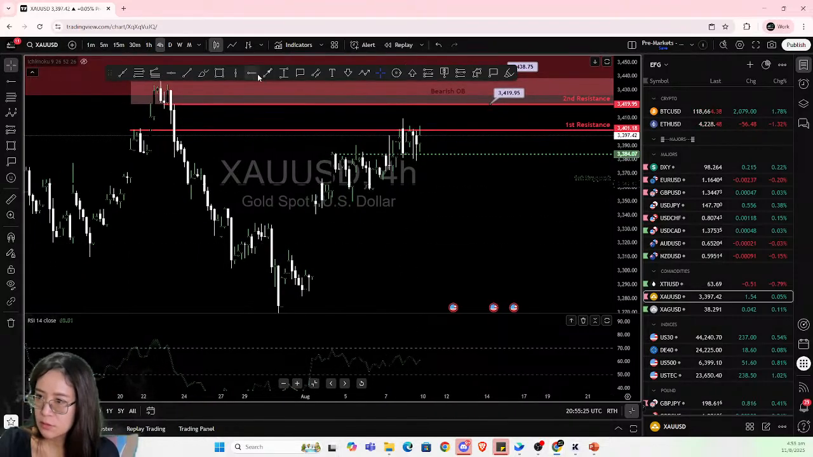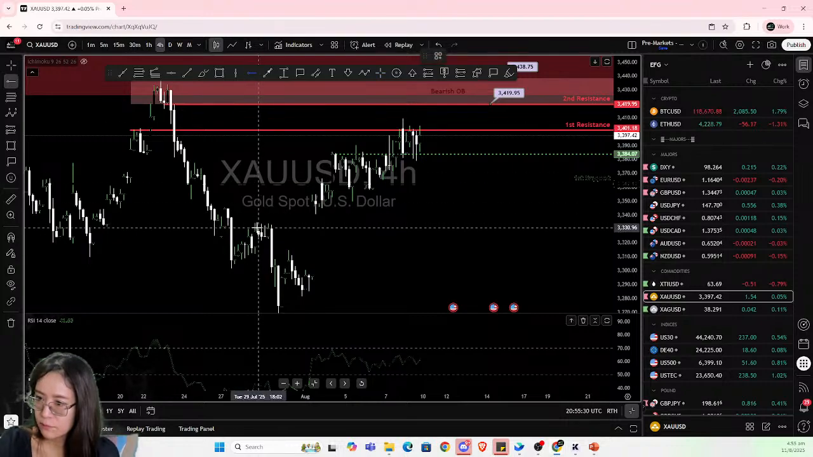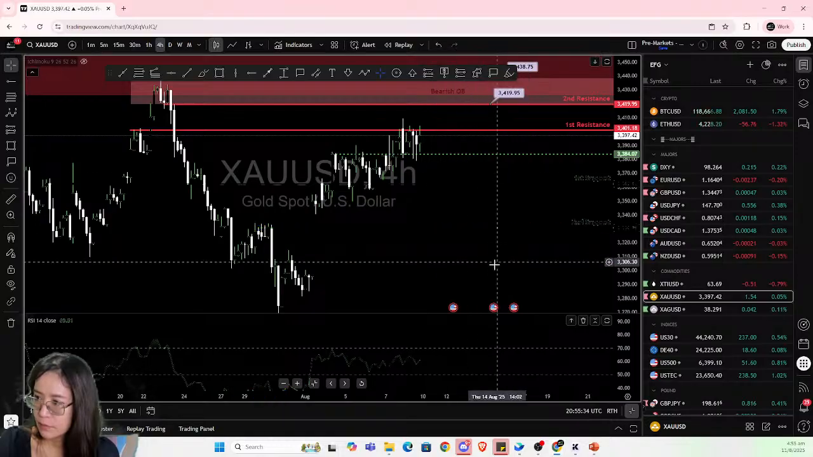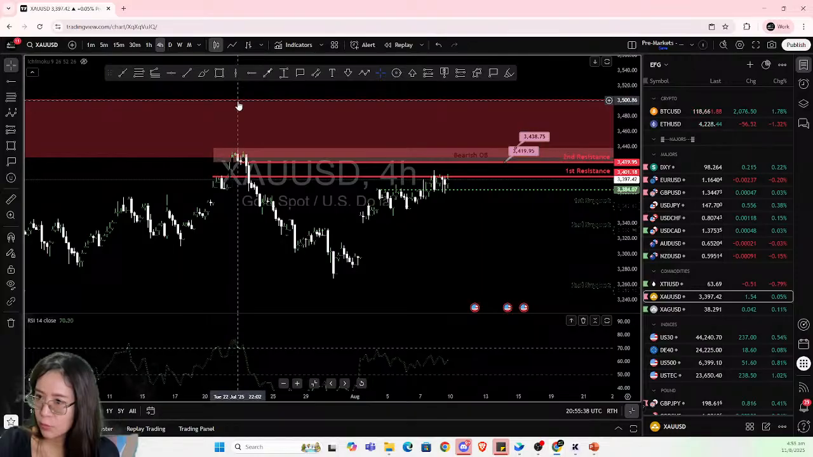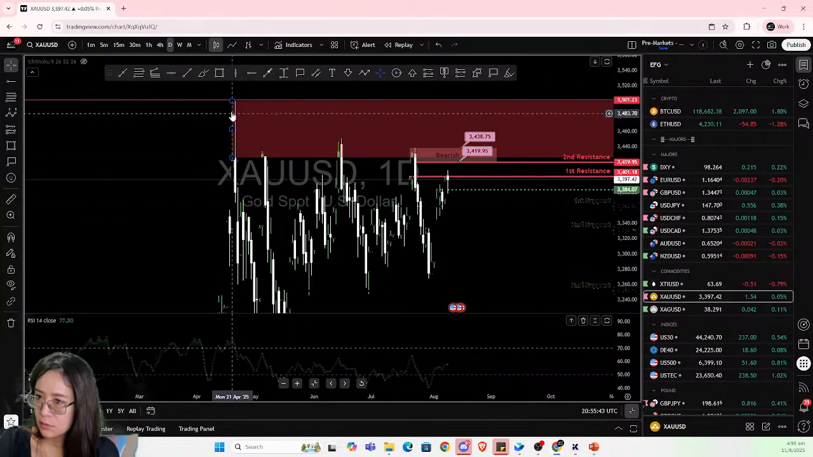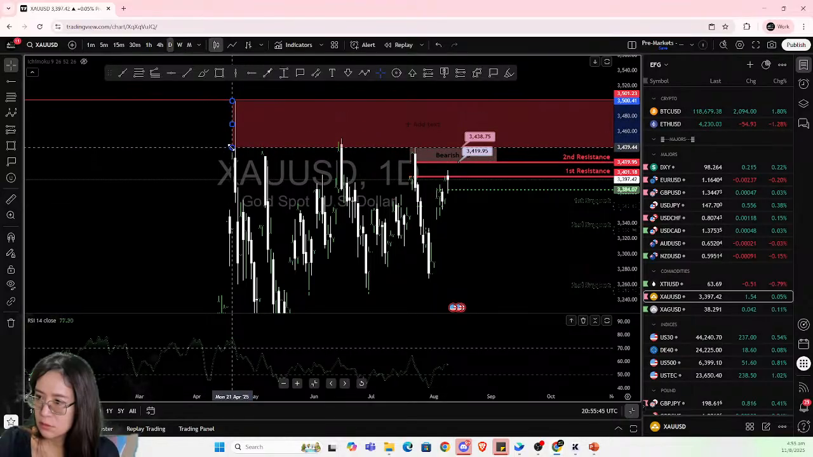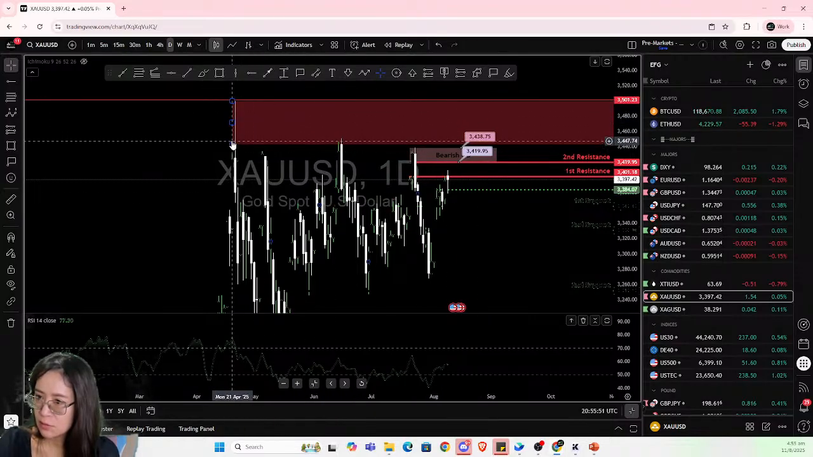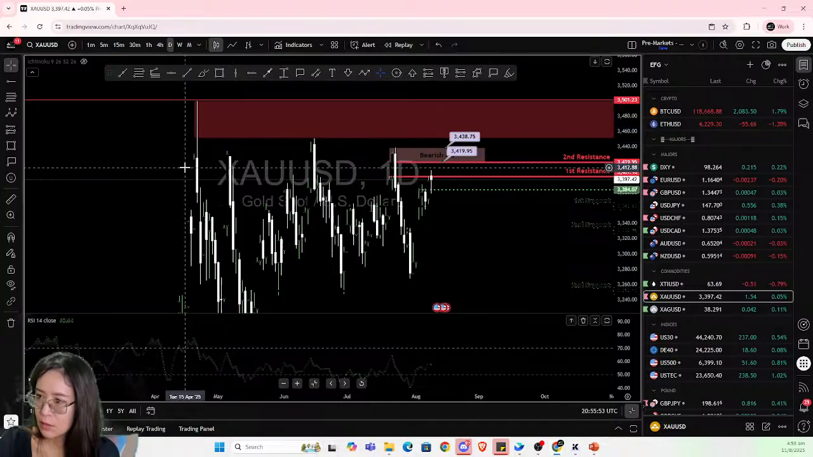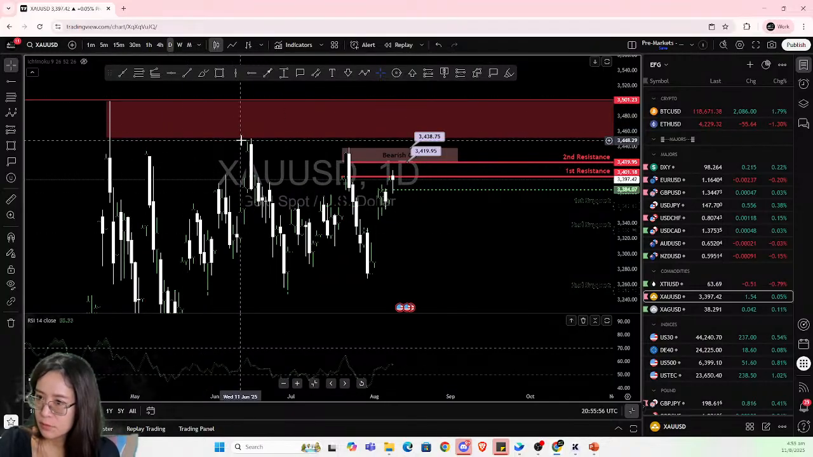First support and second support in H4. Okay, this is the wick and the zone here. Just narrow some arrow here. This supply zone hasn't been used. Just this wick. Yes, so because of the wick.